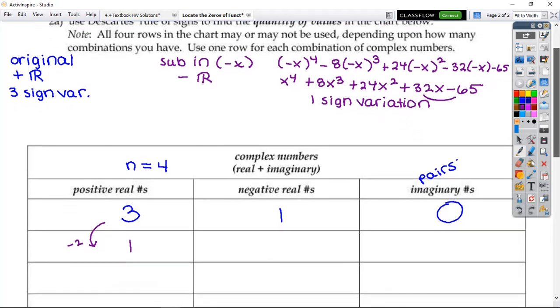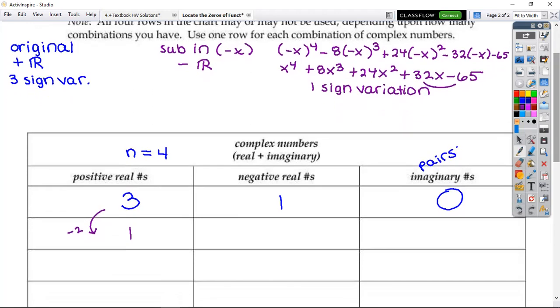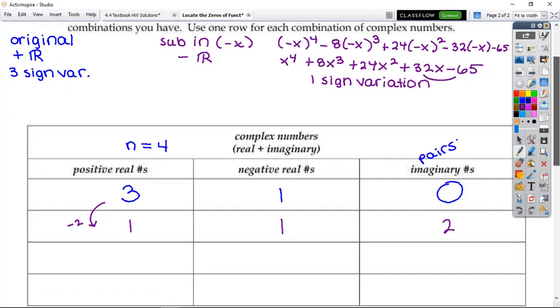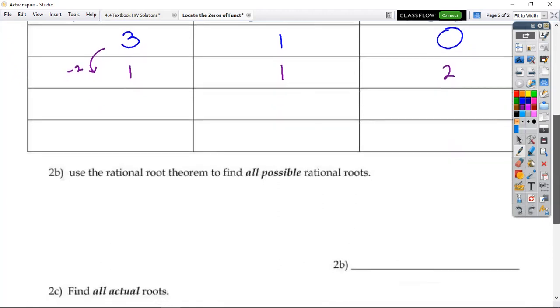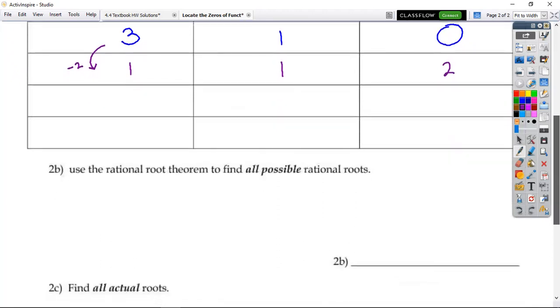Okay, so that indicates that we have one negative real number here. I'm going to go 1. Okay, so 1 right there, which means over here in my last column, I'm going for 2. So let's list out your possibilities here, and then we'll just find the real ones here.